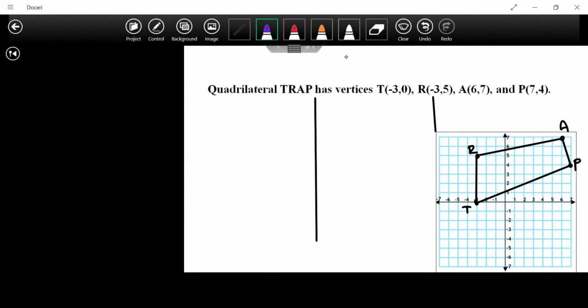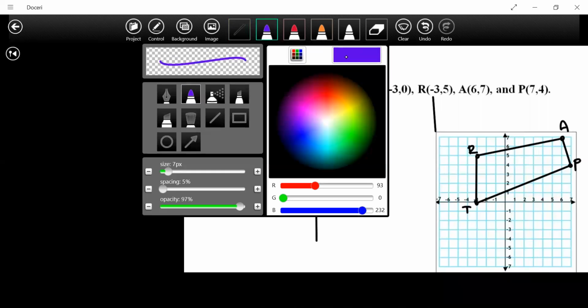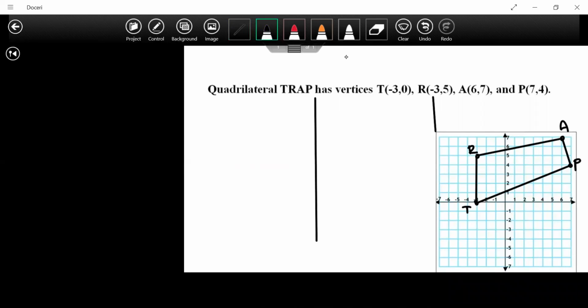Okay, now let's kind of figure this out. Let's do this real quick. So I'm still splitting it up, and this is a way that you guys want to be able to see it too.